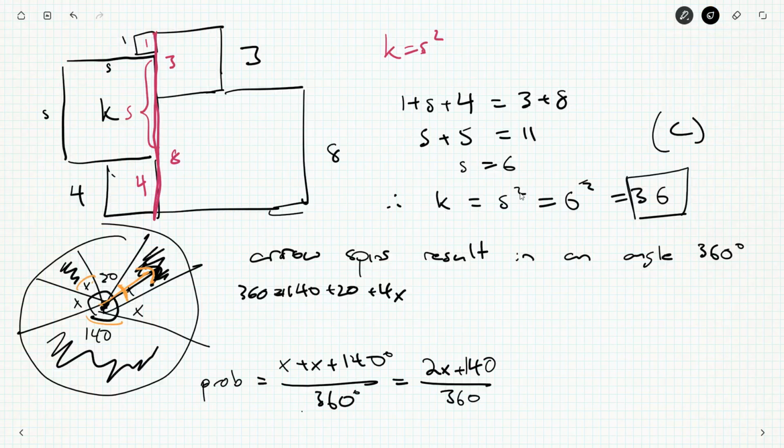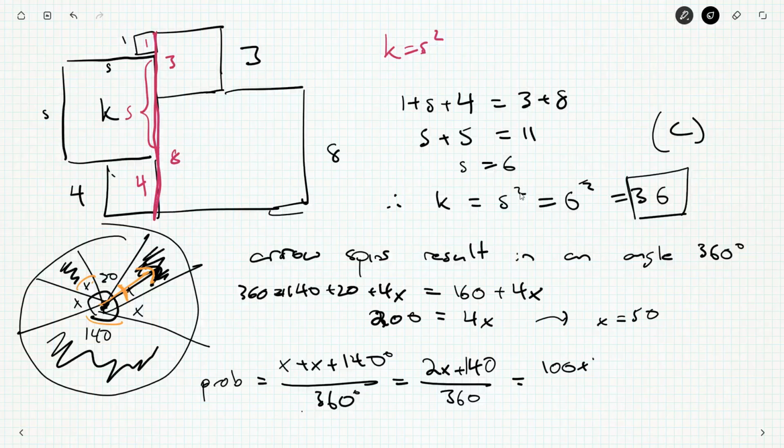Okay, so what is x? Well, 360 equals 140 plus 20, so that's 160, plus 4x. And we can rearrange: 360 minus 160 is 200, so 200 is 4x. x is going to be equal to 50.